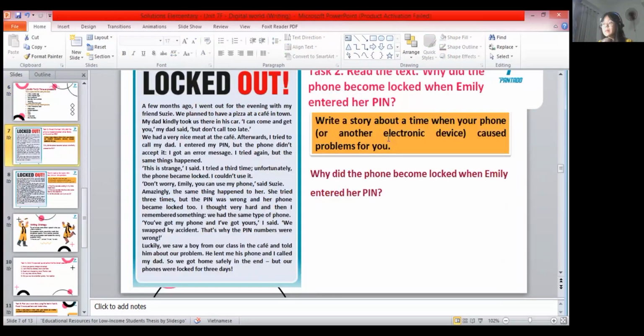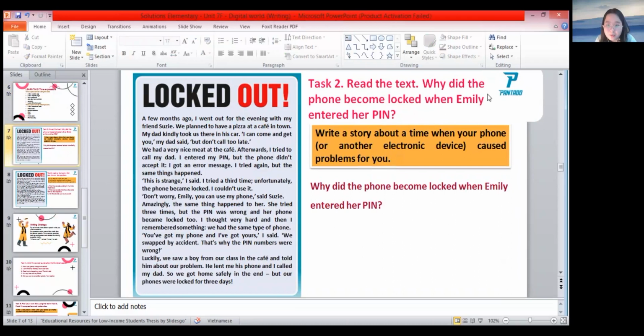Now move on to the first task, the main task here. So we have the text, Locked Out. I want you to read the text and tell me, why did the phone become locked when Emily entered her PIN? Okay, now can you read the text for me, please?